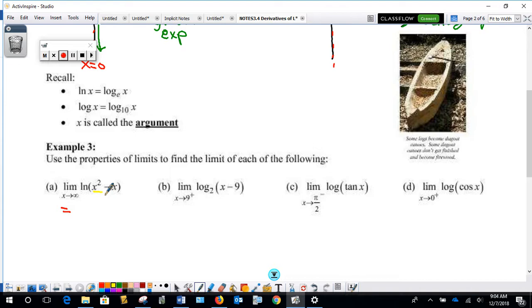It goes to infinity. So I look at the inside first, and that's going to infinity. And that becomes the new limit right there. You figure out where the inside goes, and then that gets filled in there. In this example, it does happen to be the same thing, but that's just coincidental. And then we figure out the outside function, and where is the log function going as x goes to infinity?